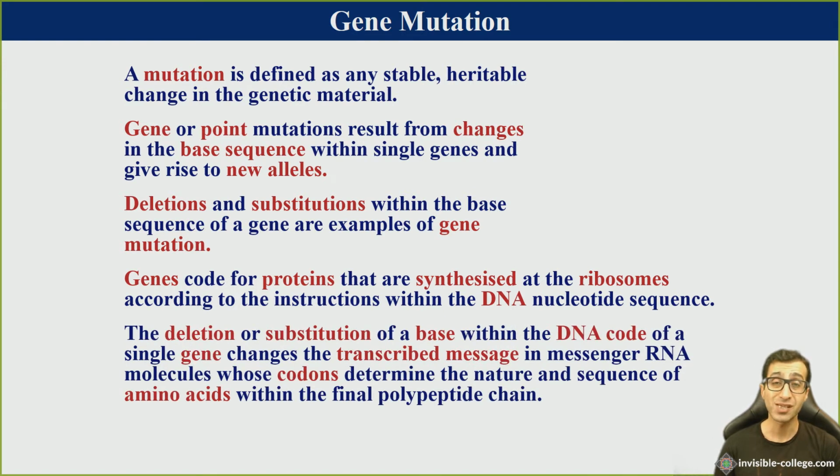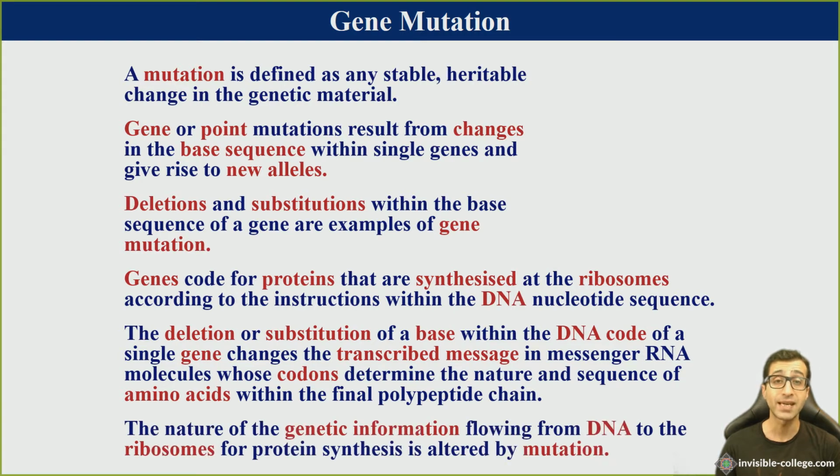So the deletion or the substitution of a base within the DNA code of a single gene will change the transcribed message in the messenger RNA, and these codons in the messenger RNA ultimately determine the nature and the sequence of the amino acids within the final primary structure, or polypeptide chain, of that protein. So the nature of the genetic information flowing from the DNA to the ribosomes for protein synthesis can be altered by mutation.